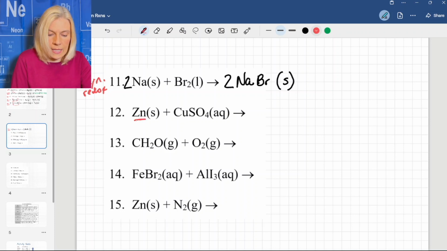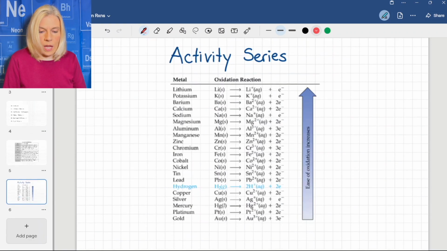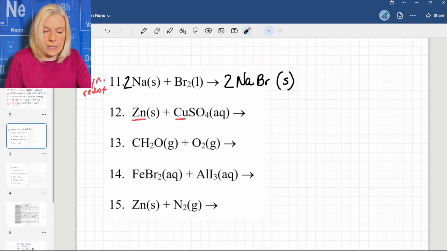Oh, we have zinc reacting with copper sulfate. Okay, we have to quickly look at our activity series, where this reaction happened. Here is zinc. Copper is right here. Copper is under zinc. That means copper does not like to lose electrons as much as zinc likes. Zinc likes to lose electrons much more easily. So, will they switch places? Yes. Zinc will want to be ionic.